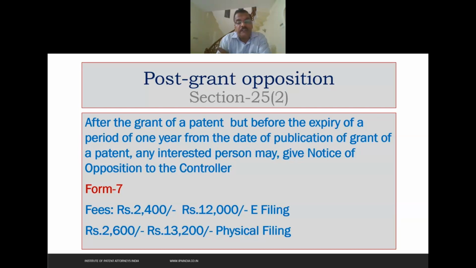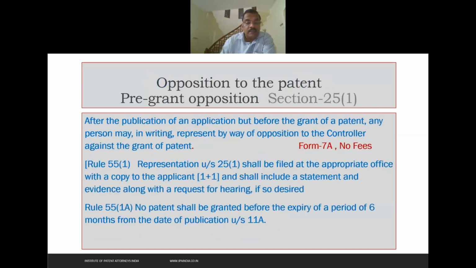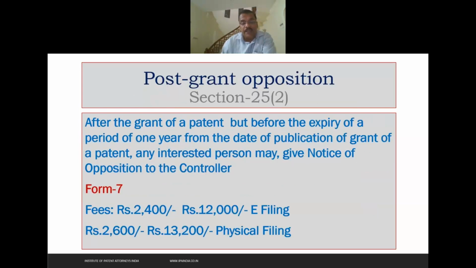See, after the grant of a patent, but before the expiry of a period of 1 year from the date of publication of grant of a patent, any interested person may give notice of opposition to the controller. The words are very important. In the previous one, what is it? Any person in writing represents by way of opposition. Here it is used 'represent', means it is a representation. That is why there is no fee.